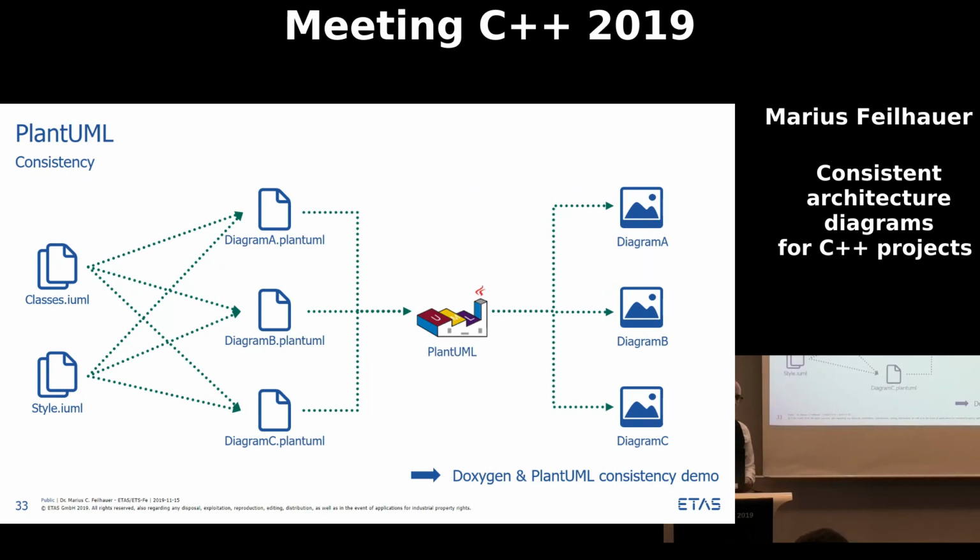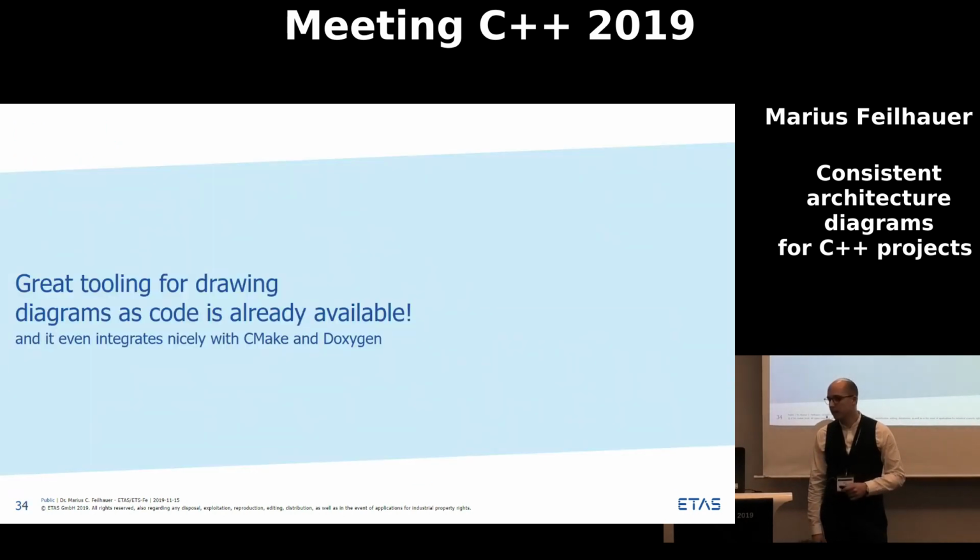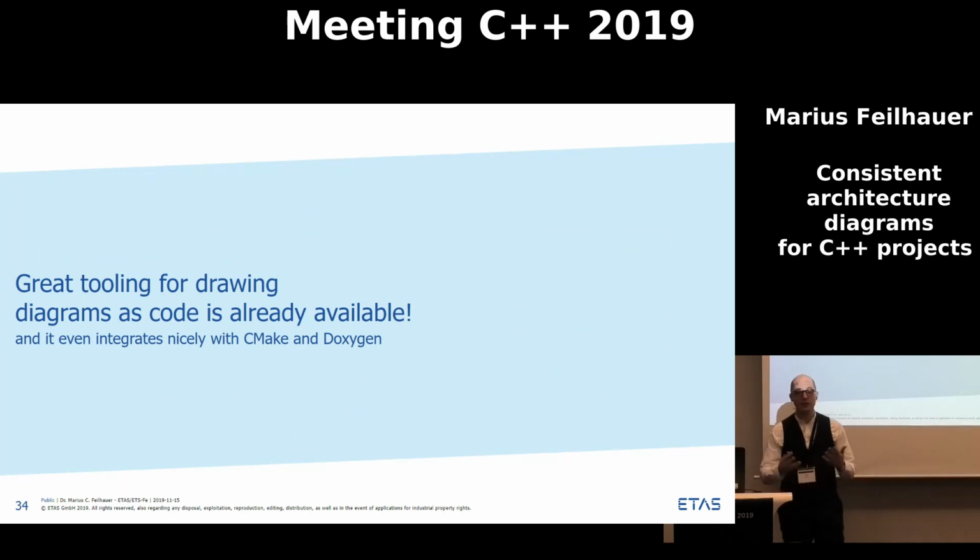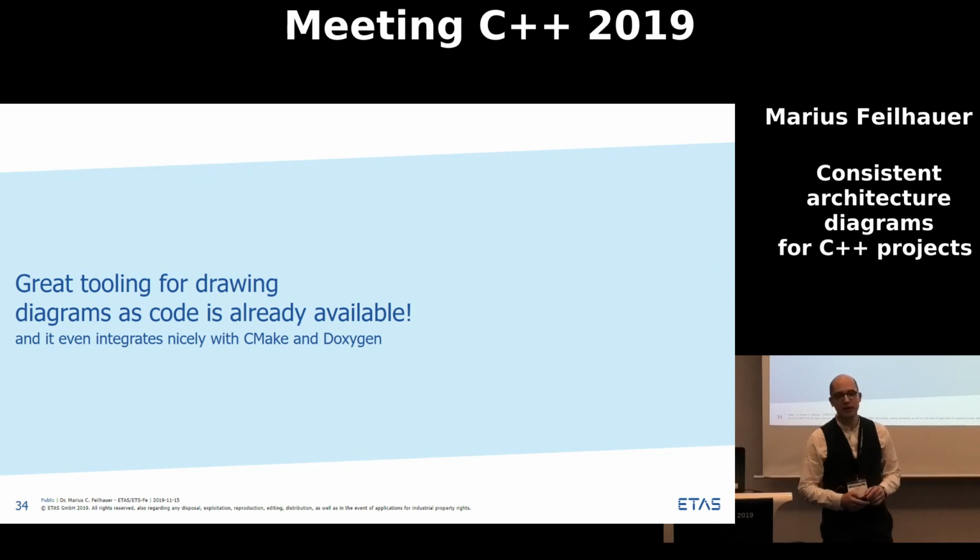Exactly. So that was a rough introduction into the PlantUML syntax. You've seen the examples. So not only use case diagrams, class diagrams, but also deployment, timing diagrams, and so on can be drawn using this approach. So as a summary, great tooling for drawing diagrams is already available. It's freely available. Probably you're already using some of those tools, and it even integrates quite nicely with CMake and Doxygen.